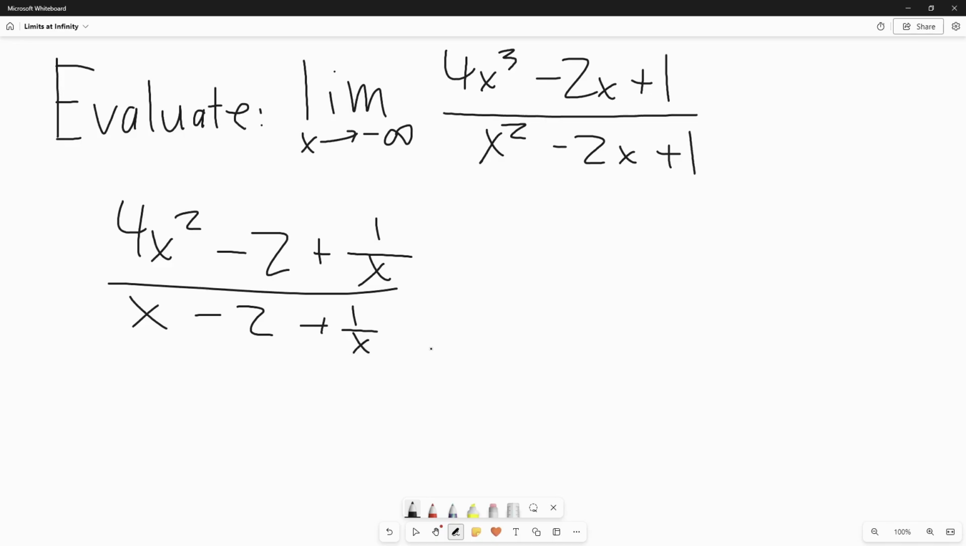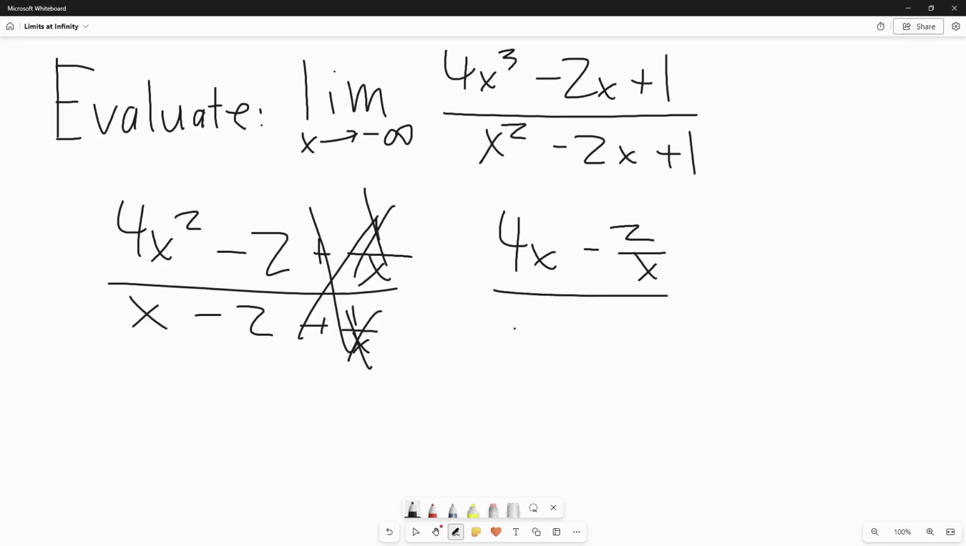And as we discussed many times before, 1 over x is going to approach 0, so we can get rid of those. And now we're just left with (4x squared minus 2) all over (x minus 2). And again, now let's try dividing both sides by x again, and we get (4x minus 2 over x) all over (1 minus 2 over x). And 2 over x also approaches 0, so we can get rid of those, and we're left with 4x over 1.